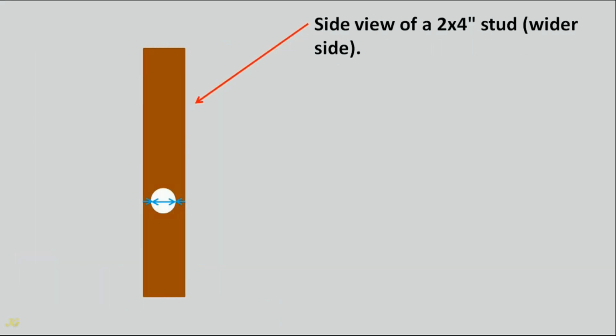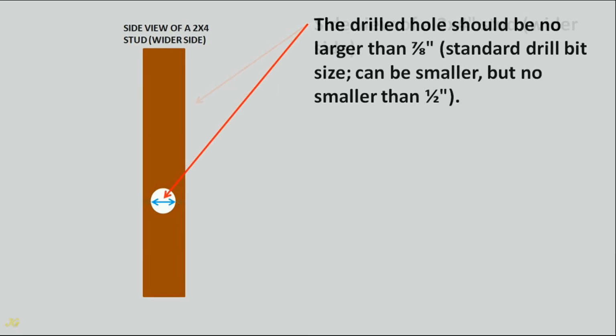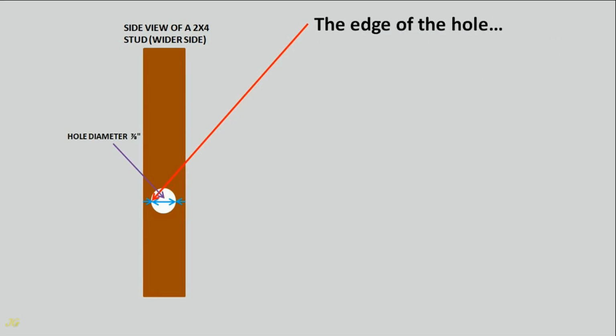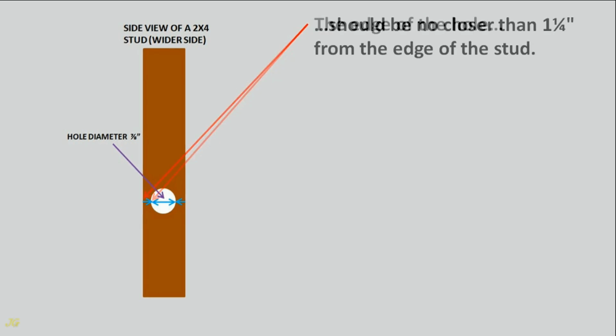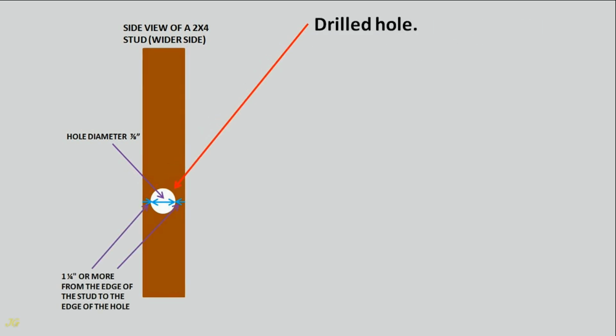Side view of a 2 by 4 inch stud, wider side. The drilled hole should be no larger than 7/8 inch. Standard drill bit size can be smaller, but no smaller than 1/2 inch. The edge of the hole should be no closer than 1 1/4 inch from the edge of the stud. Drilled hole.